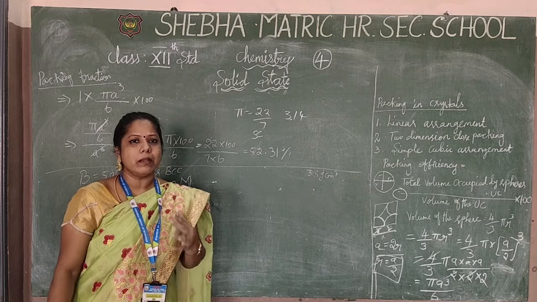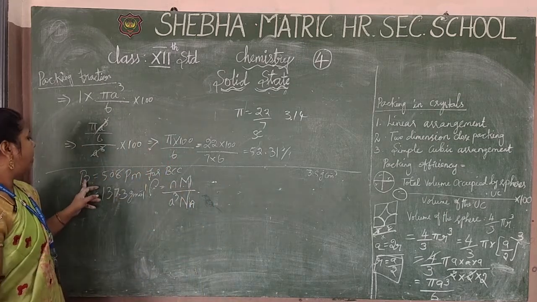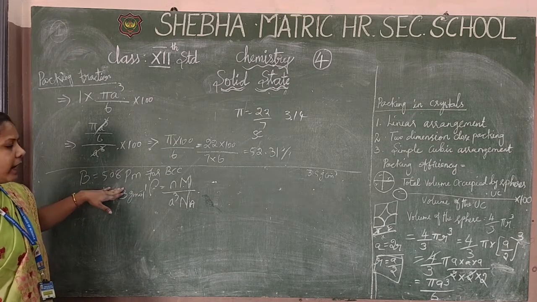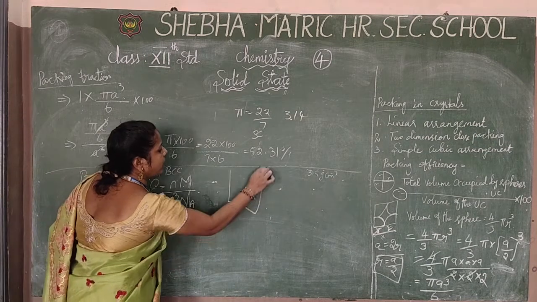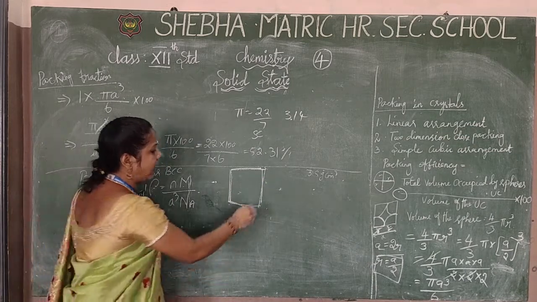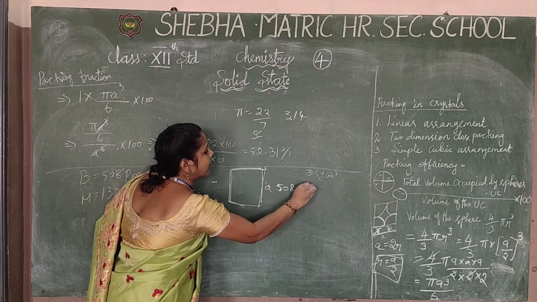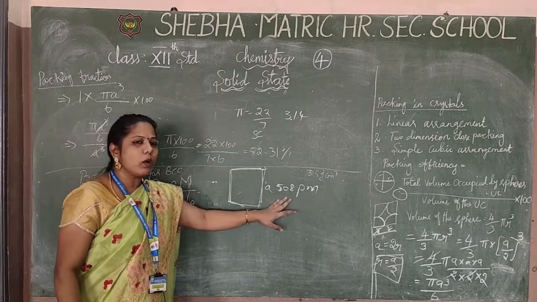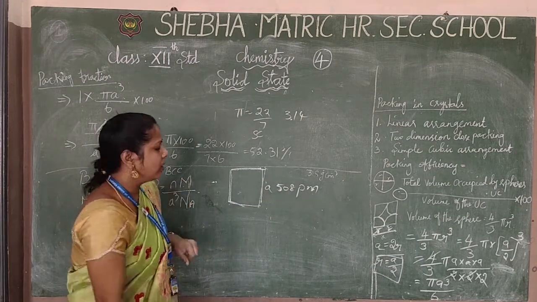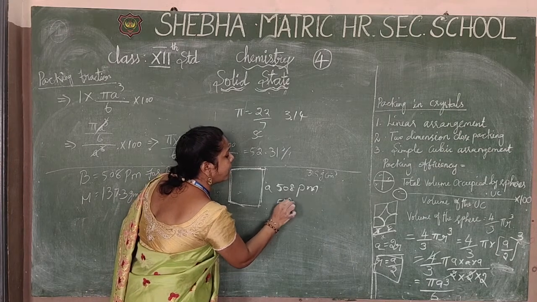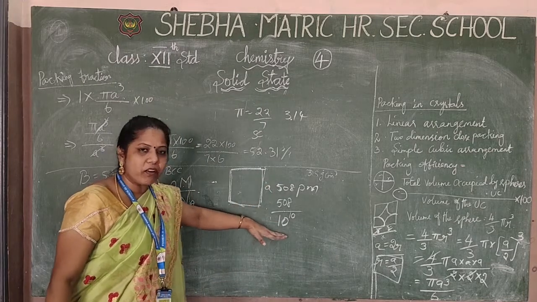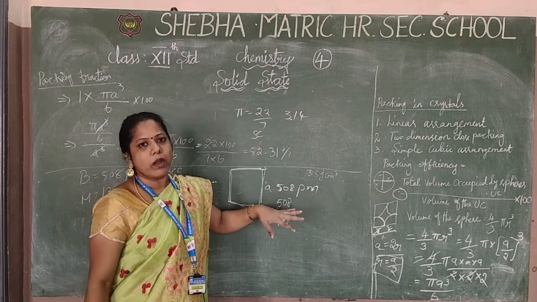For example, you can consider barium element. Barium's length parameter is 508. I am just considering this parameter as the length, that is A, the 508 parameter. But you want to convert the parameter into centimeter. So how to convert the parameter into centimeter? The simple way: 508 divided by 10 to the power of 10. If you divide by 10 to the power of 10, you can convert into centimeter.